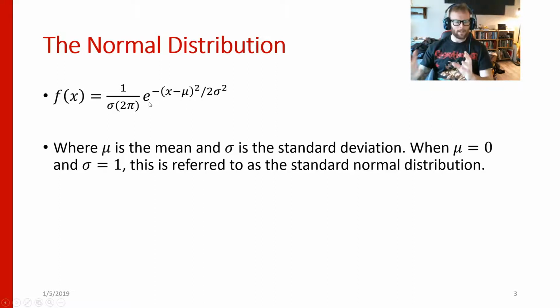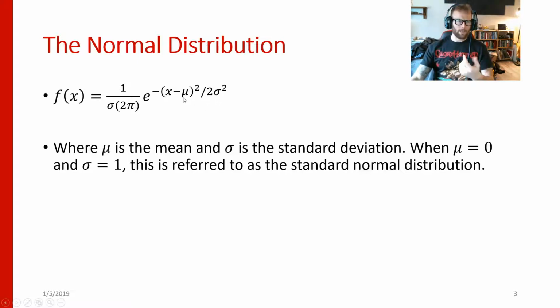Okay, so what we see here is that we have pi and Euler's constant. Those are both constants and they're not going to change. X is going to change because it's the variable that we're evaluating this function over. Mu and sigma will be different for different populations, but within any given population, there is 1 mu and 1 sigma. In a standard normal distribution, mu is equal to 0 and sigma is equal to 1.